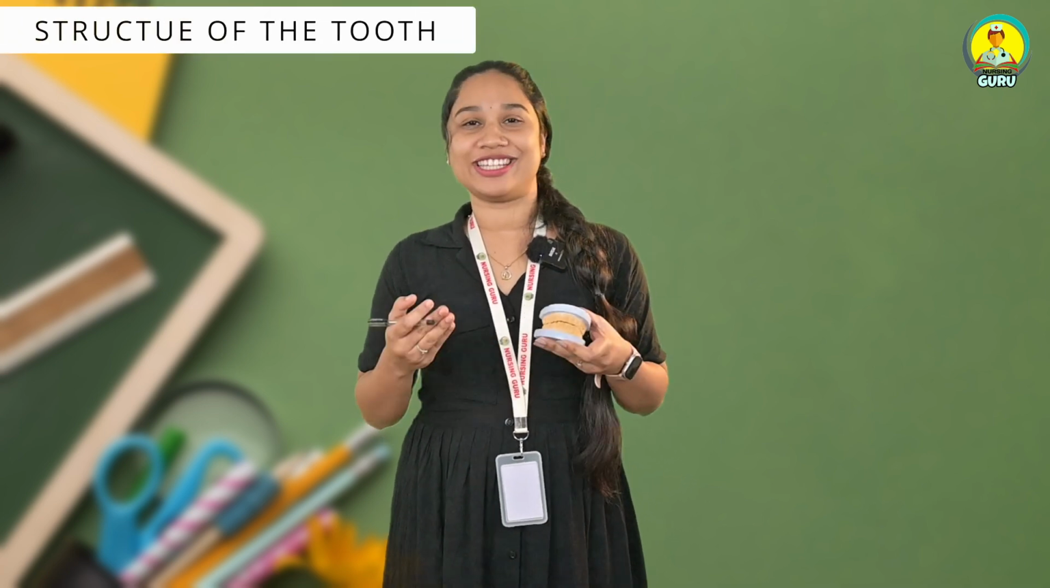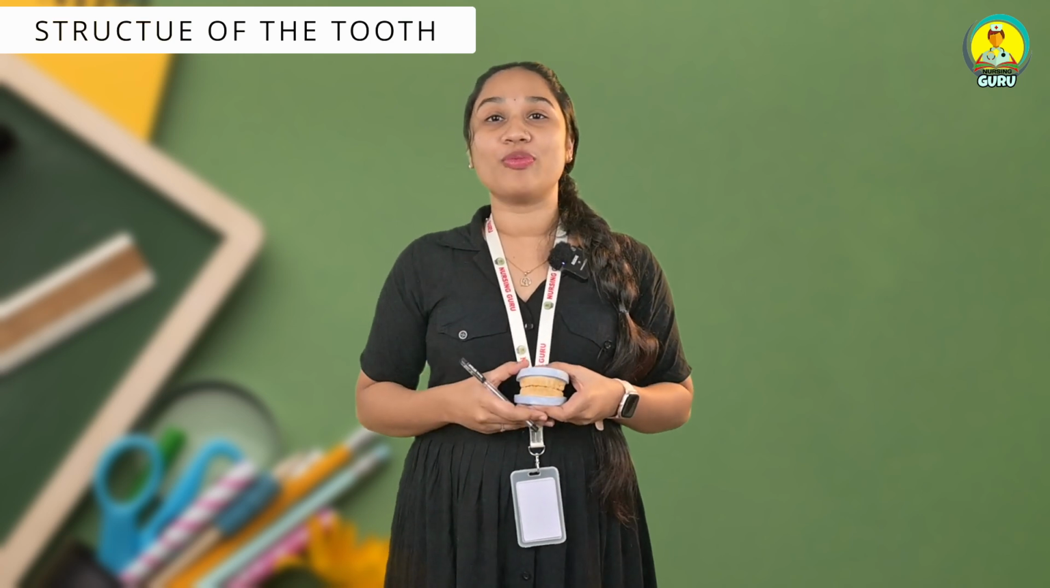So next we can move on to vessels of the teeth. The branches of the maxillary artery supply the upper and lower set of the teeth. The veins join the pterygoid venous plexus. Lymphatic vessels drain mainly into the submandibular nodes.